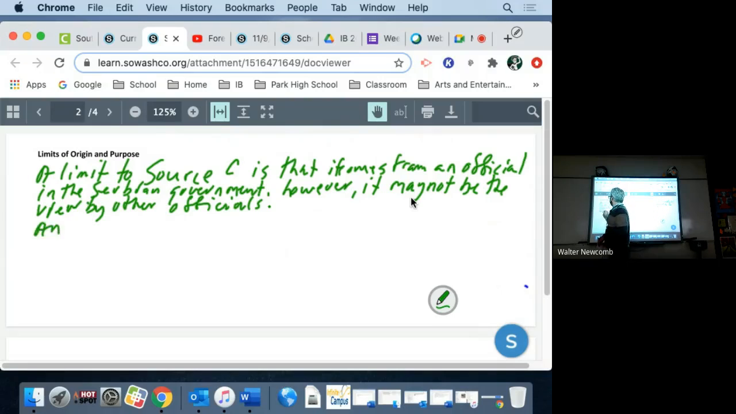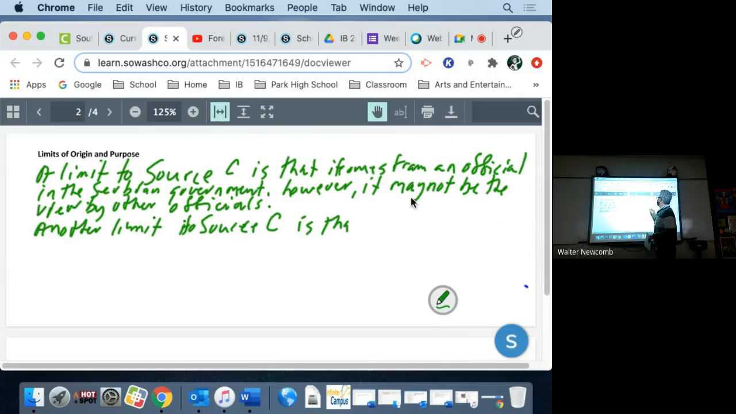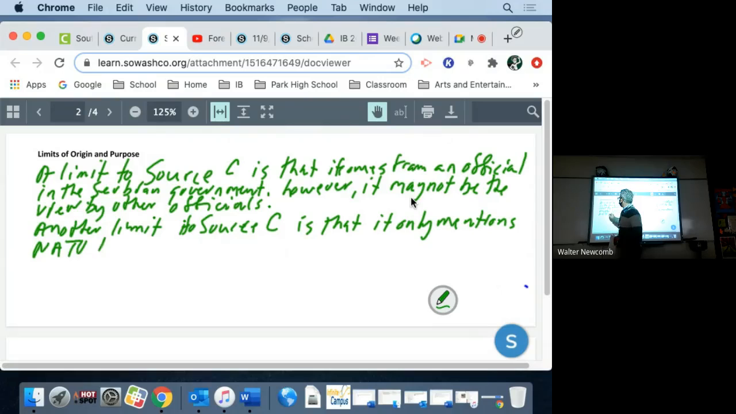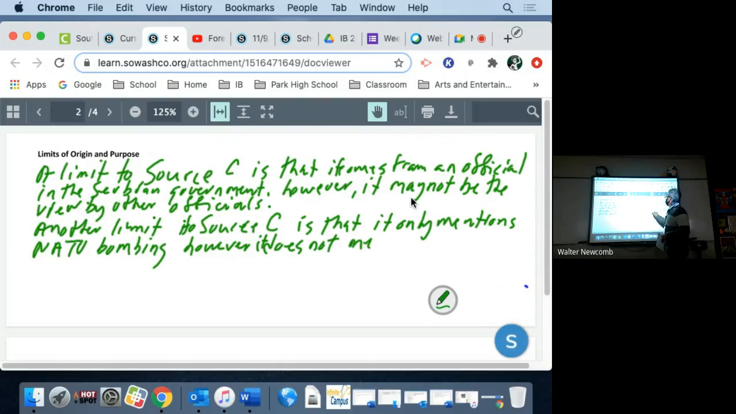All right, another limit to source C is that it only mentions NATO bombing. However, it does not mention Serbian actions.